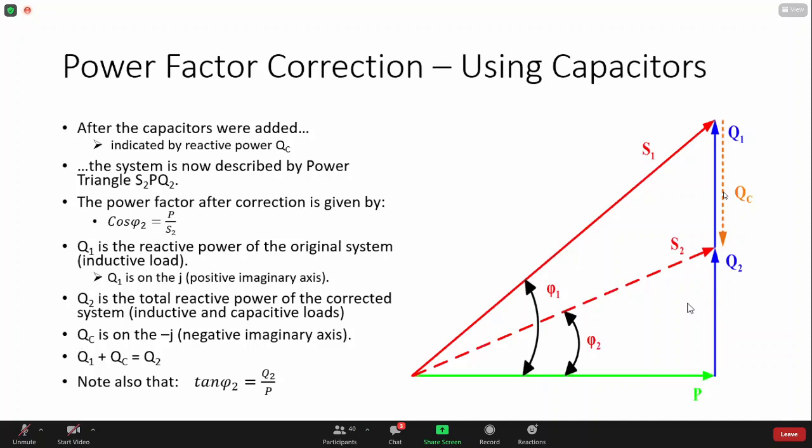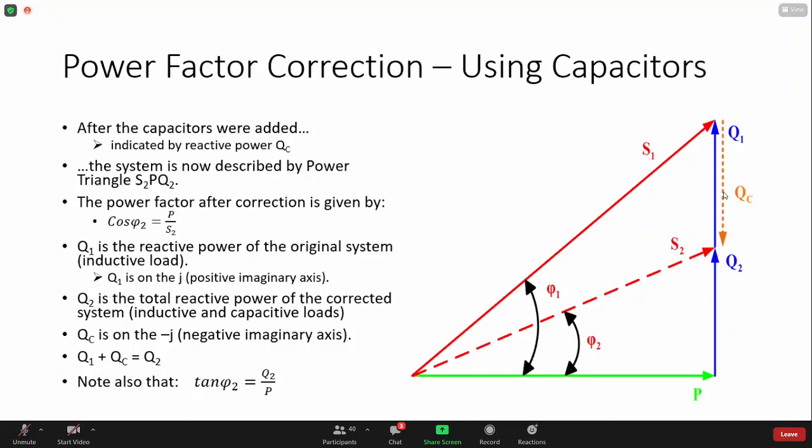Now, if you remember how we draw the triangle, QC for the capacitor would be below 0, on the negative pole of the imaginary axis, right? So that's why this Q is going down. Basically what we do is add Q1 and QC and end up with Q2. So that's what this is saying: Q1 plus QC, and since QC is a negative number, you get a lower value, right?